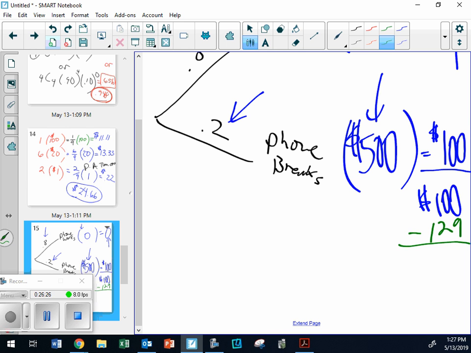Because look at how easy this was. Two super easy numbers. That one was 0. This one's 100. Add them up. That's super easy. We just got to remember to subtract it at the end. Final answer, you lose $29.